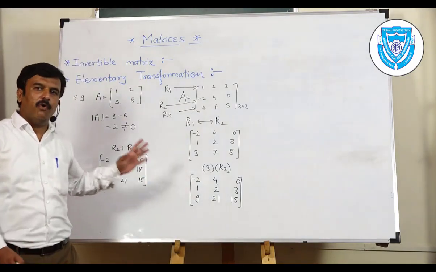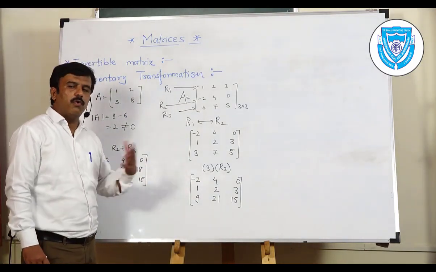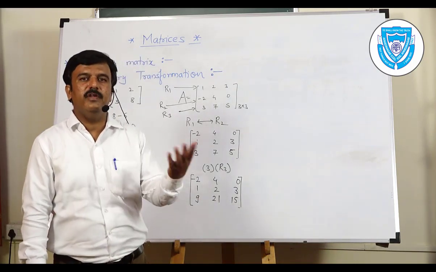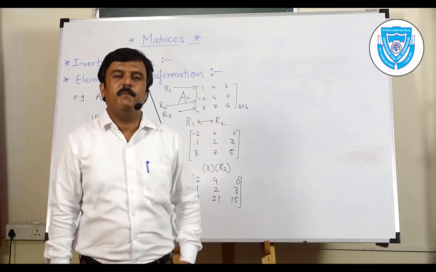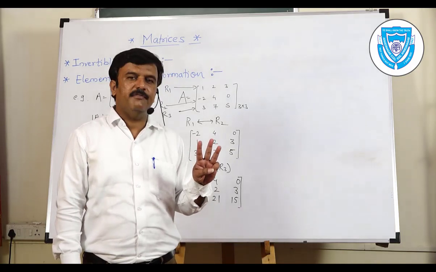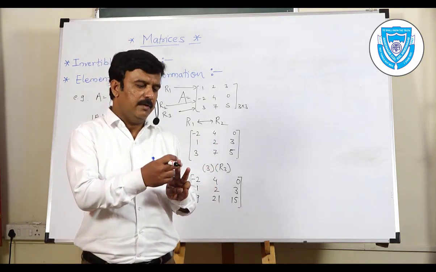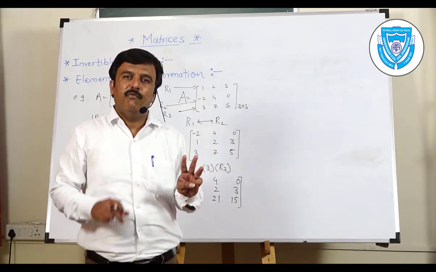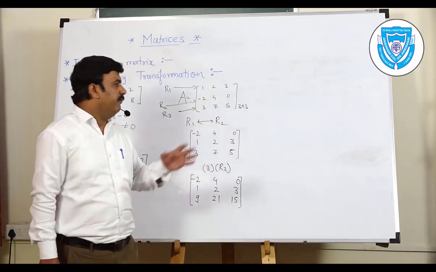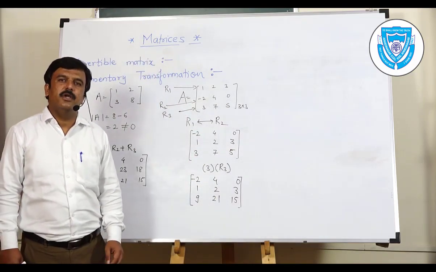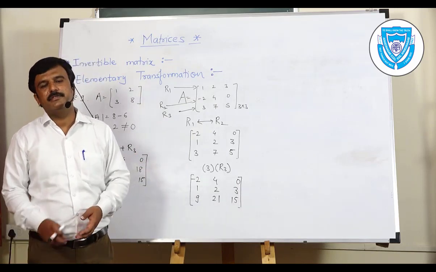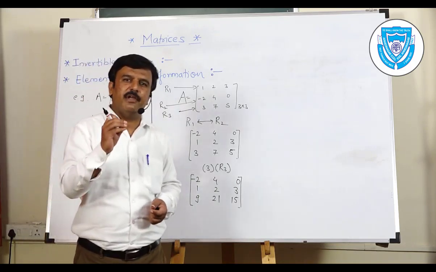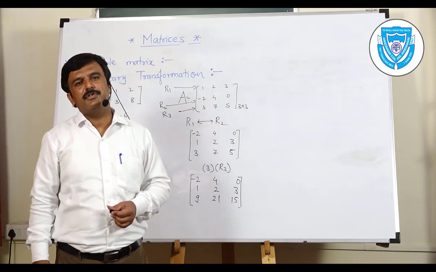Such types of operations are called elementary row transformations or elementary column transformations. Now the question arises, why do we need such transformations? As I told you before, we have three different methods: the elementary row transformation method, the elementary column transformation method, and the adjoint method. We use these three methods to find the inverse of a matrix. While using the first two methods, we need to perform such operations on a given matrix to find its inverse. Now let us check how these operations are helpful to us to evaluate the inverse of the given matrix.